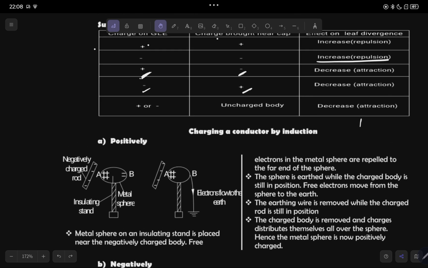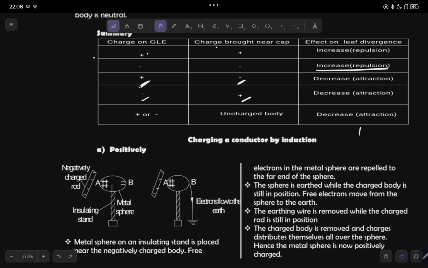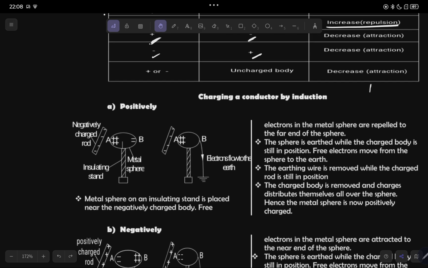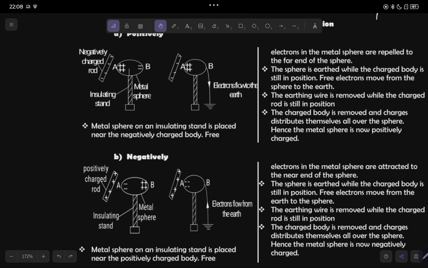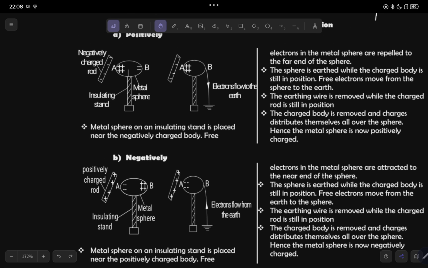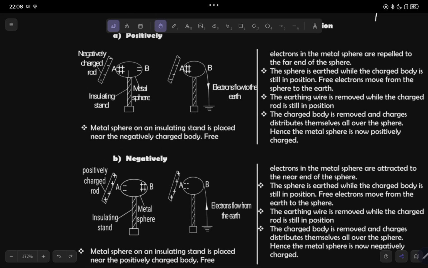Charging a body by induction, or charging a conductor by induction. Here we have two cases. Case number one is charging a body positively by induction. If you want to charge the body positively by induction, we use a negatively charged rod.